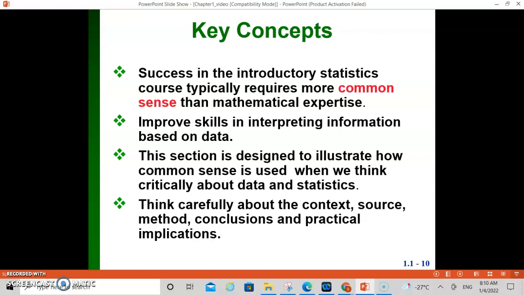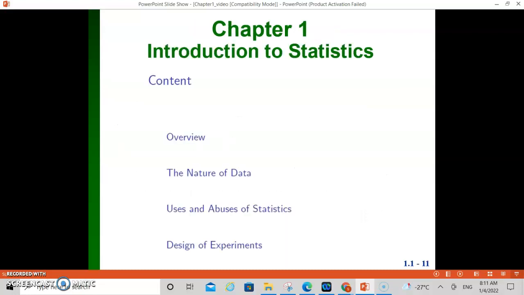So you have to think carefully about the context, source, or conclusions and the practical implications. So we'll go one by one. What is context? What is source? And what is practical implications? Right, before that, I'm going to show you in this chapter 1, what are the parts I'm going to include.